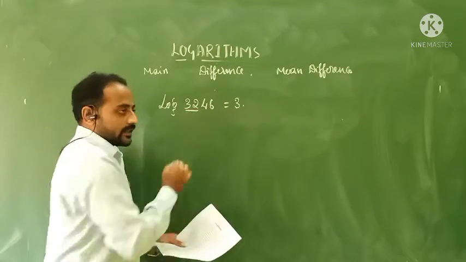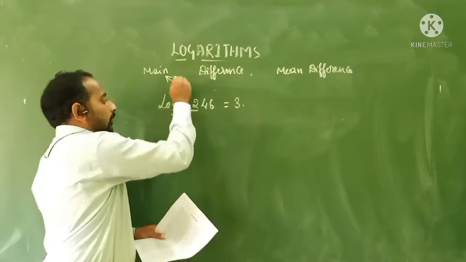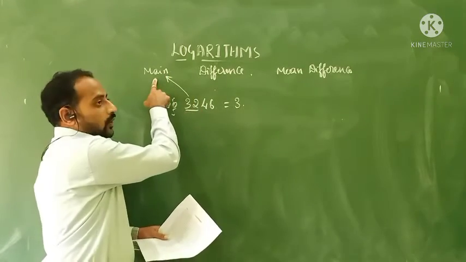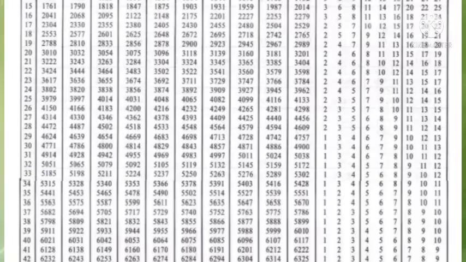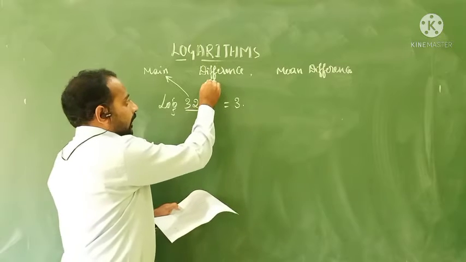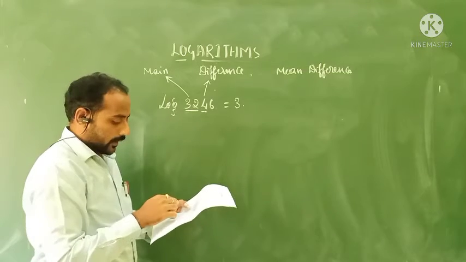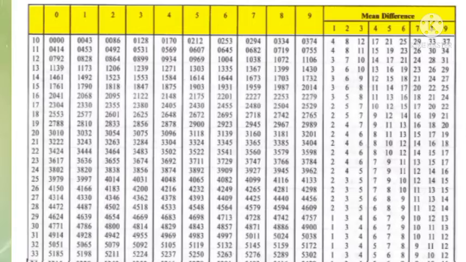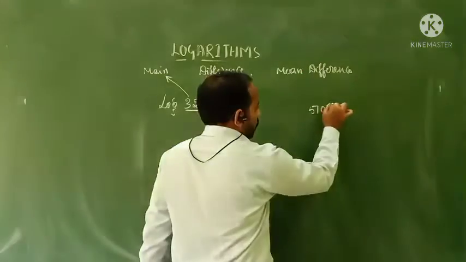Go to the first 2 digits. Find out these first 2 digits in the main column. In the main column, go to 32. Yes. Next, go to the third digit and find out the value in the difference column. So go to the third digit, 4, and come down from 32. It is 5105. Right now, 5105.